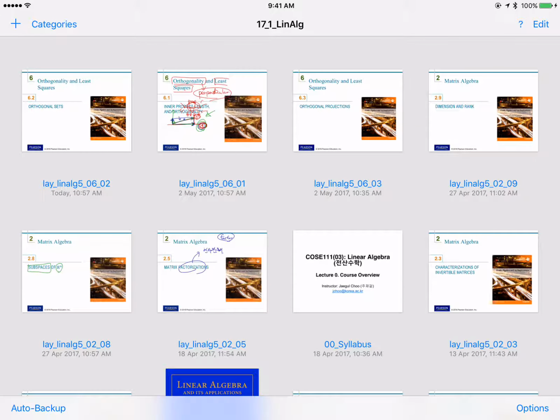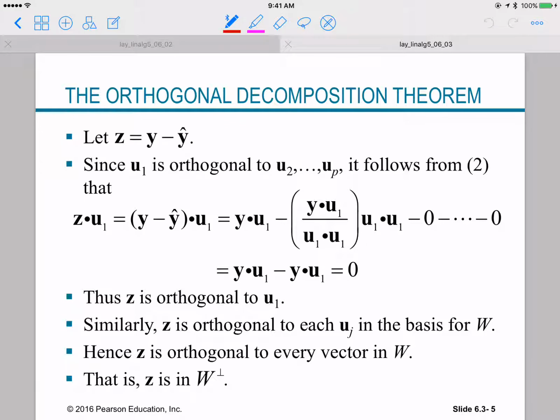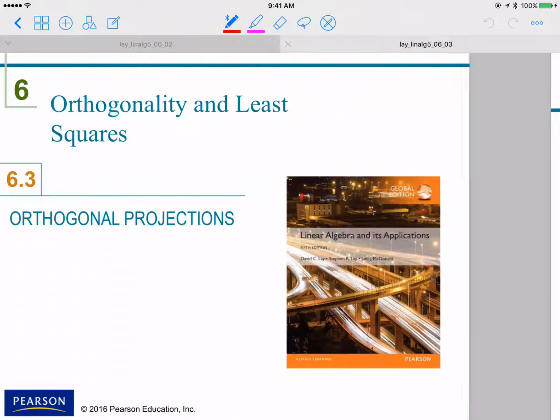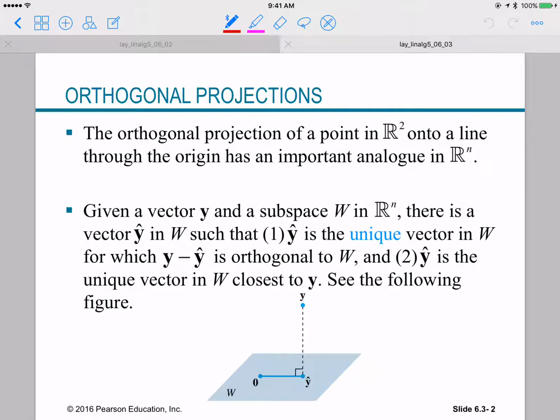Okay, then that's it for chapter 6.2. And now the next chapter is about the orthogonal projections, and maybe half of it is what we already covered last time, so hopefully it should be quite easy to understand. The first slide is almost all the contents, a very brief summary of this chapter.